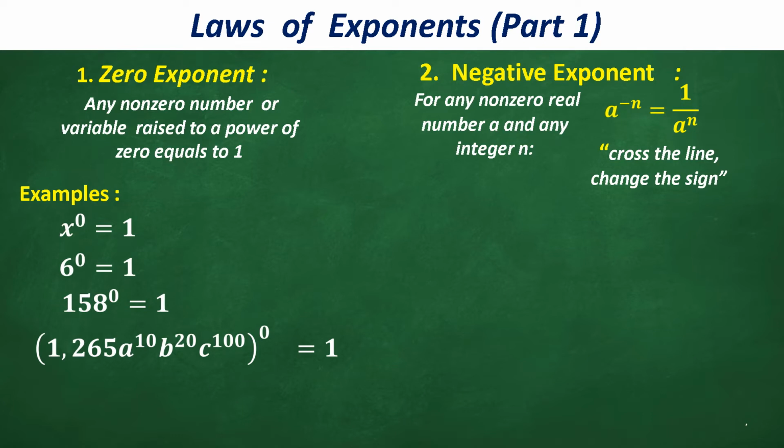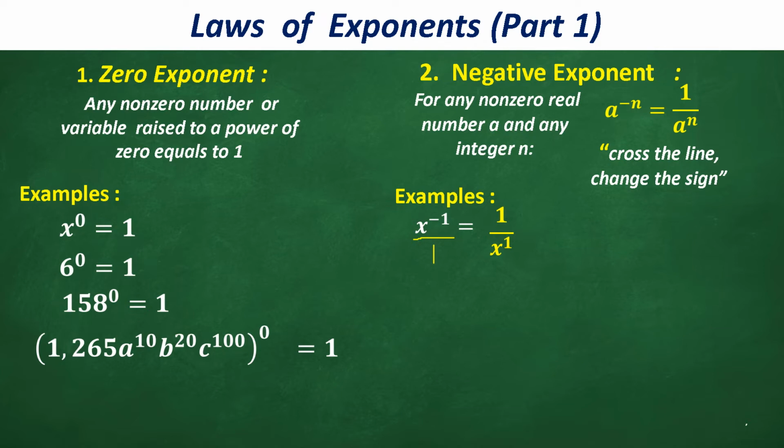Kaya tatandaan na any whole number or variable na ang denominator ay lagi ay 1. So let us have now the following example. We have the variable x raised to the negative 1. So this is equal to 1 over x to the first power. Remember that ang denominator dito ni x to the negative 1 ay positive 1.